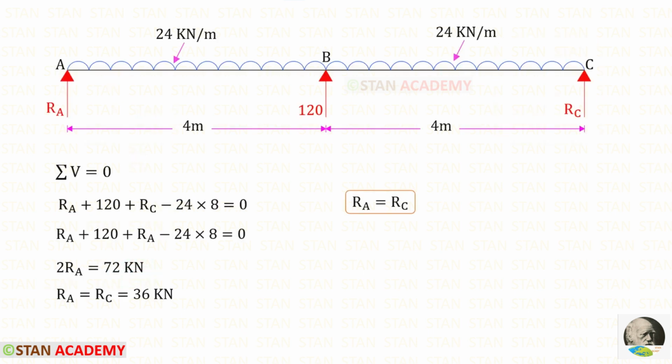By applying the rule sigma V equal to 0, we can find RA and RC. Both of them will be the same because in this beam the dimensions are symmetrical and the loading is also symmetrical. RA, RB and RC are acting upwards, so all of them will be positive. The uniformly distributed load is acting downwards, so it will be negative and the distance is 8. For RC, we can apply the same as RA. In this way, for RA and RC, we will get 36 kilonewtons.